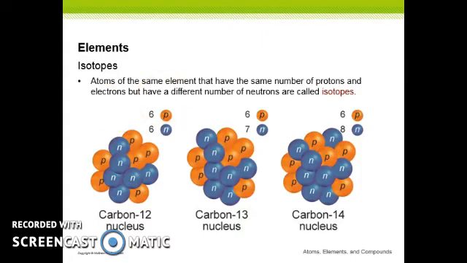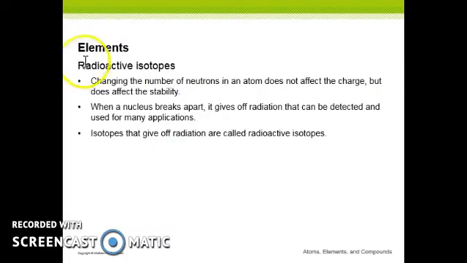isotopes. Radioactive isotopes. Changing the number of neutrons in an atom does not affect the charge, but does affect the stability. When a nucleus breaks apart, it gives off radiation that can be detected and used for many applications. Isotopes that give off radiation are called radioactive isotopes.